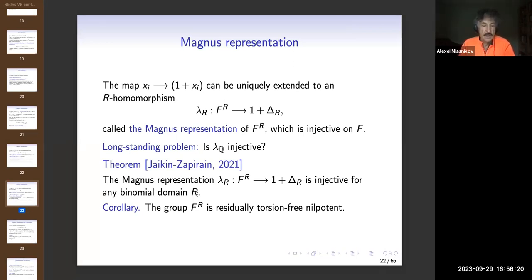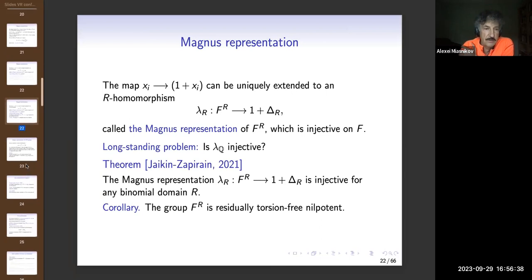So it shows that the free tensor completion, in this case, is very natural, because people thought that it's the freest completion, and indeed it is, because it's precisely the same as the tensor completion. F to the R embeds there.